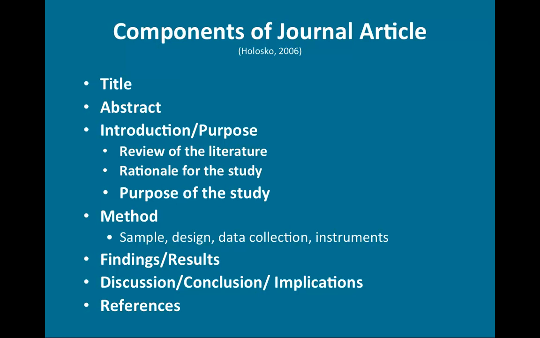Then they go on to talk about the methodology, what was done, how the data was collected, the sample size, instruments used. And then, of course, the findings and the results, a lot of statistical stuff going on there. And then the discussion, which is the interpretation of the findings, and perhaps implications or ideas for future research. And then there should usually be an extensive reference page. So as you're pulling journal articles, this is the format that you should be seeing.